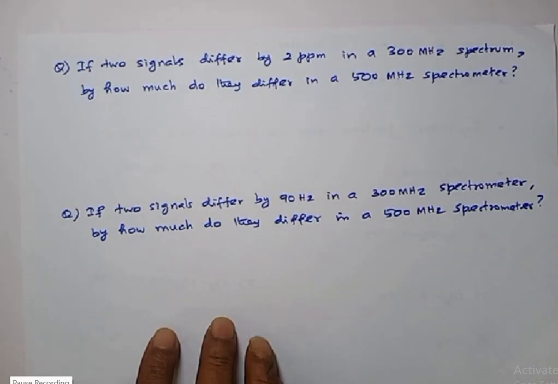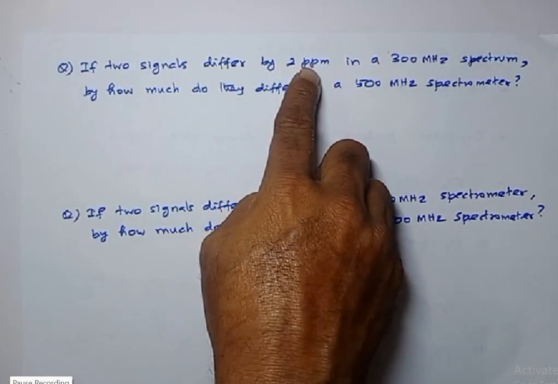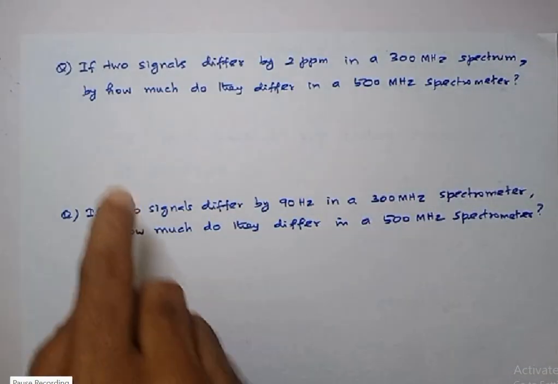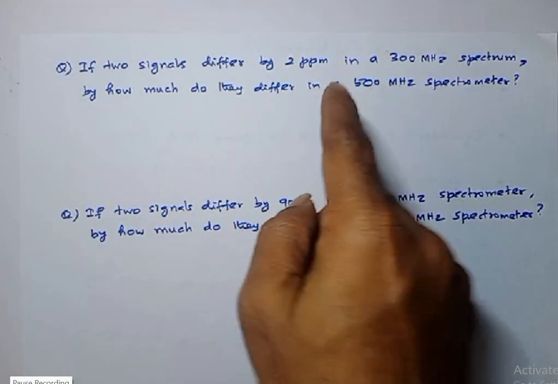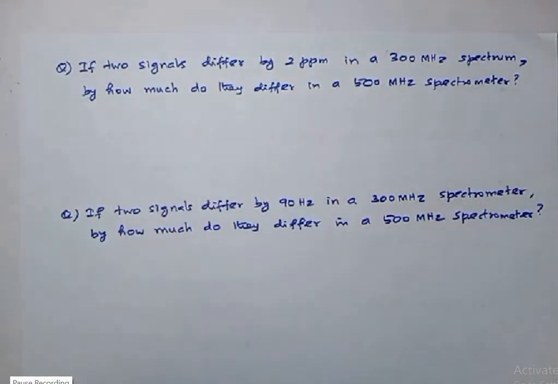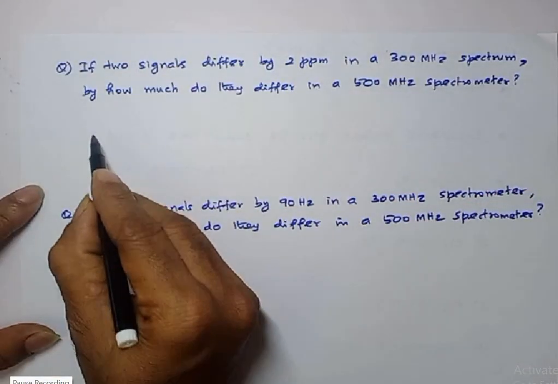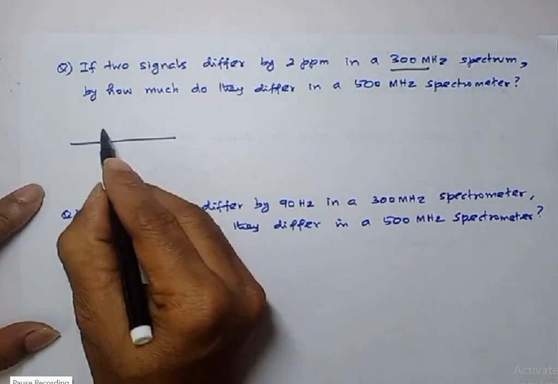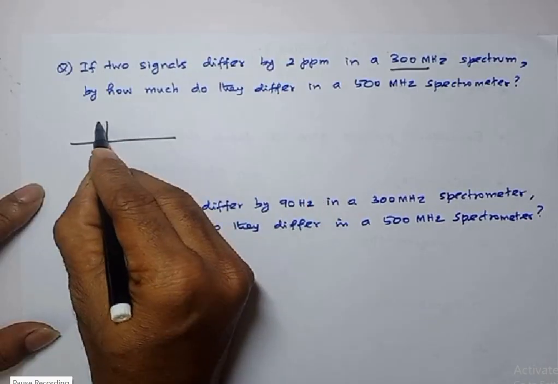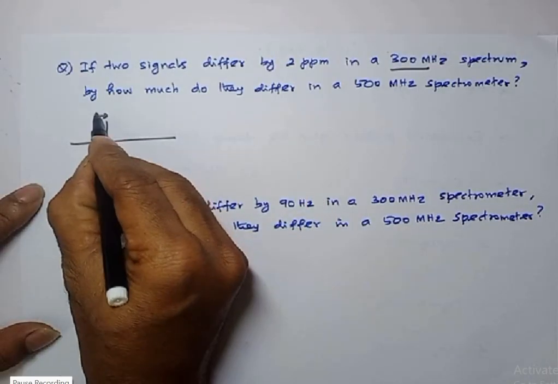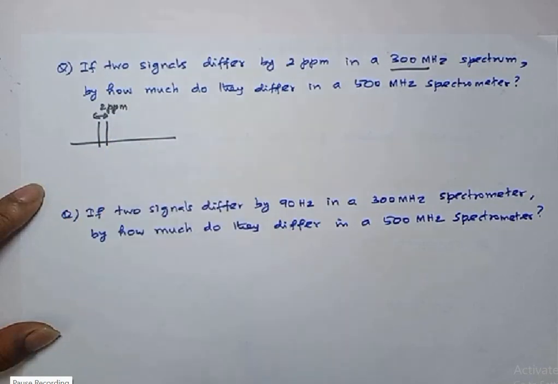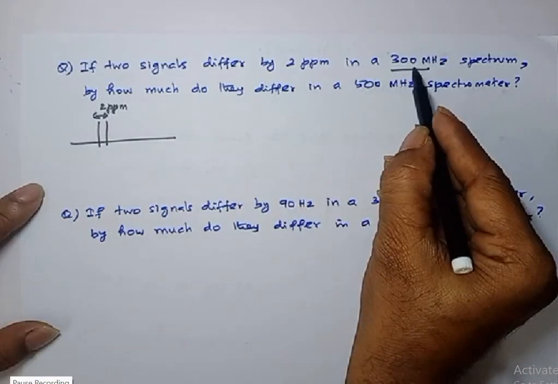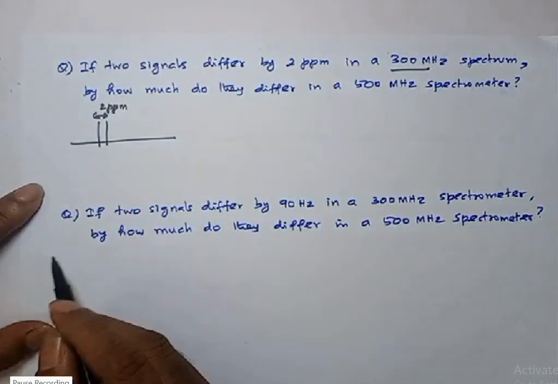Go through this question. If two signals differ by 2 ppm in a 300 megahertz spectrum, by how much do they differ in a 500 megahertz spectrometer? This is what I told you. See what is given here. If I use a 300 megahertz spectrometer, we get two signals, and the gap between the two signals is just 2 ppm. It is given like that. Now instead of 300 megahertz, if I use 500 megahertz, what will happen?